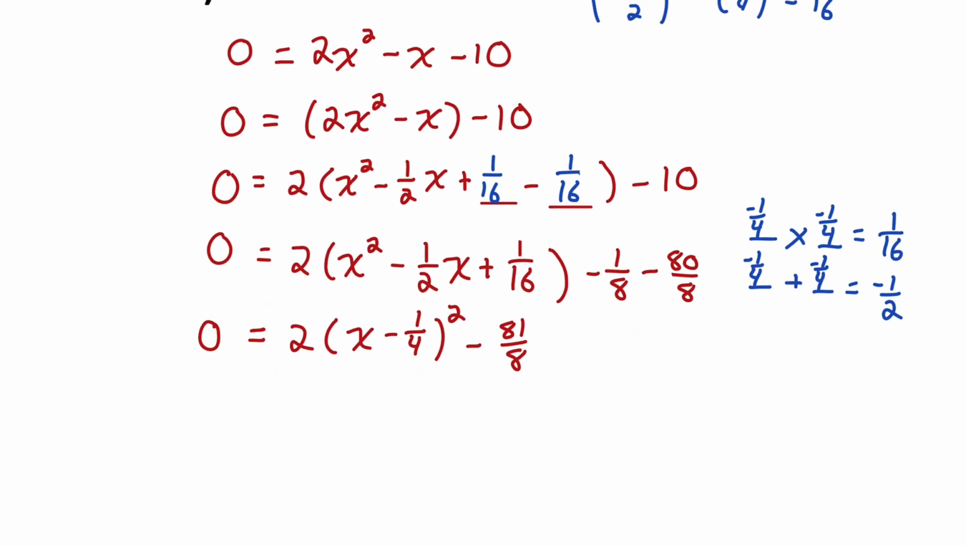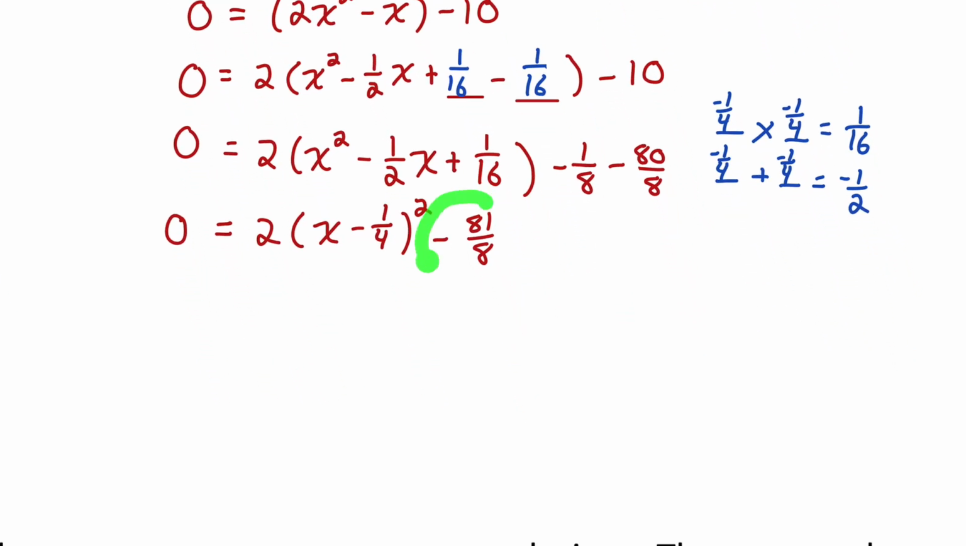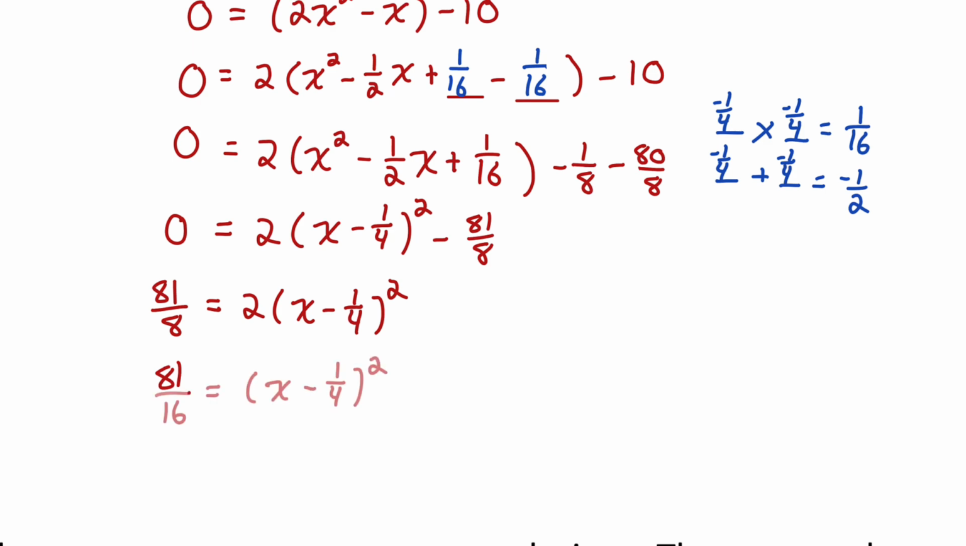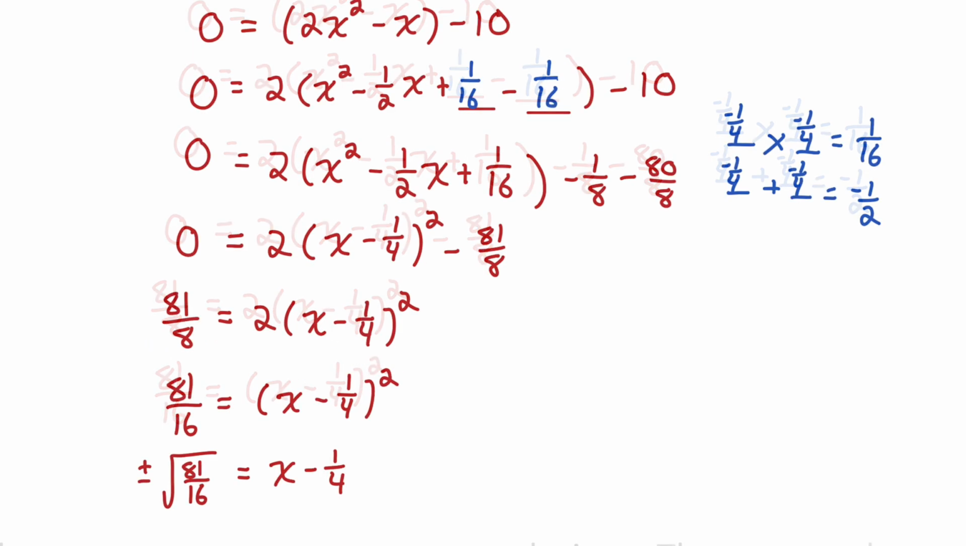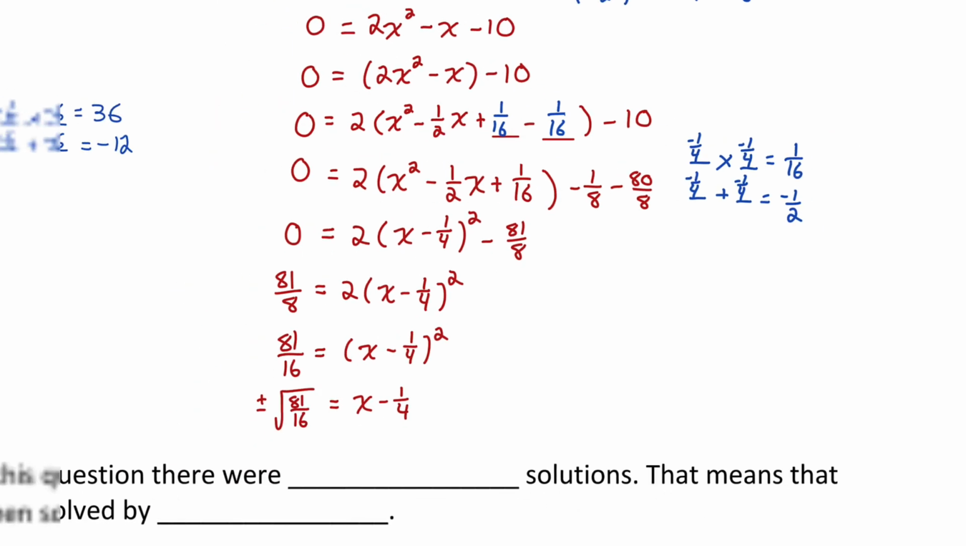And now I can just rearrange this to isolate for x. I'll start by moving the constant term to the other side. And next, I'll divide the 2 to the other side. It'll go in the denominator with the 8, making it 81 over 16. And then I can move the squared by plus or minus square rooting the other side. And then let me make a bit of room here so I can finish the question.